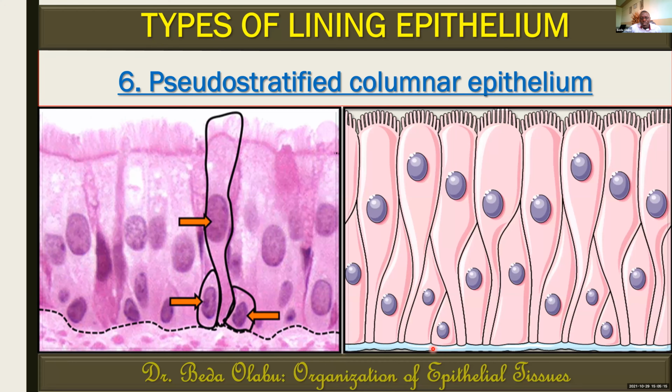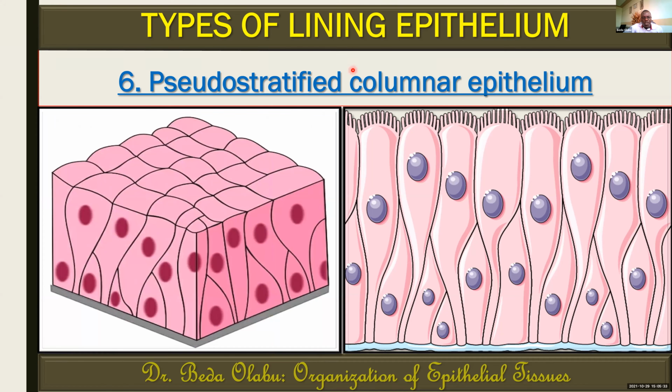All the cells rest on basal lamina, but you have a mixture of short and tall cells, sometimes even intermediate size. Where do you find this epithelium? There are three subtypes of pseudostratified columnar epithelium.